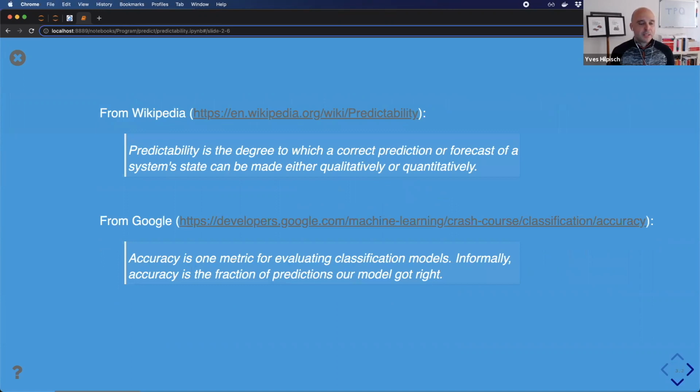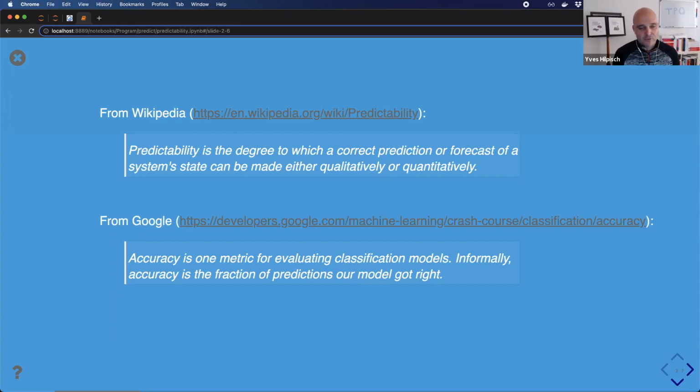So now predictability, according to Wikipedia again. For teaching and talks, I like to use Wikipedia because everybody can just click and reference it. Not everybody has all the books out there. That might be nice, right? So predictability is the degree to which a correct prediction or forecast of a system state can be made either qualitatively or quantitatively. From Google, we have here the accuracy, and this is what we want to focus on as a metric. Here they say qualitatively or quantitatively. So we need some metric to measure predictability, and that's the accuracy for us for evaluating classification models.